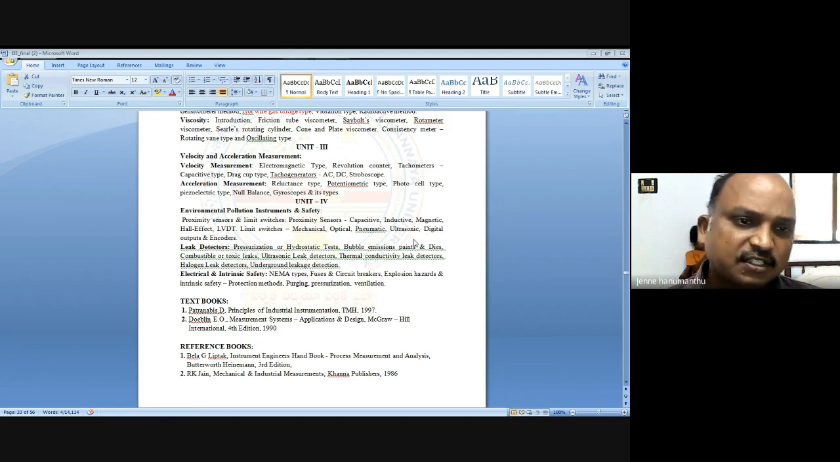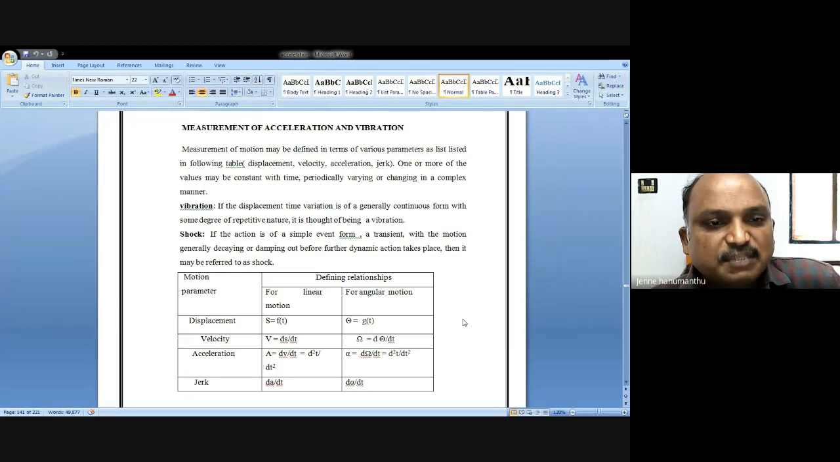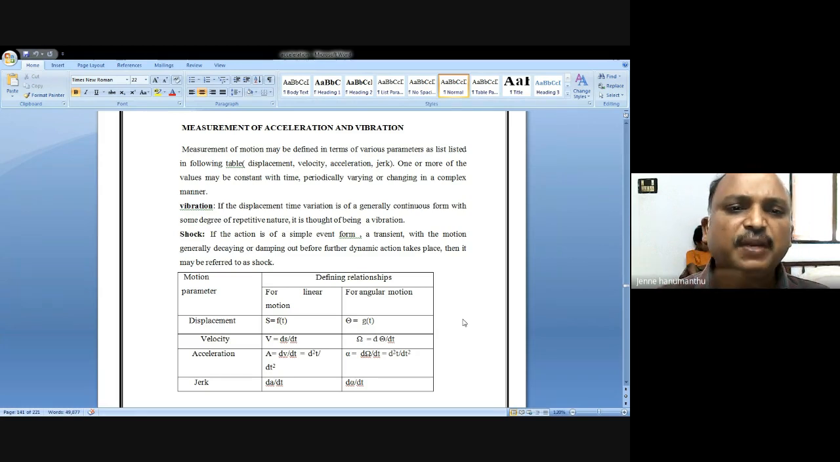acceleration. So what is acceleration? Acceleration is nothing but rate of change of velocity. So what is vibration? Vibration is nothing but sinusoidal displacement. Generally, acceleration and vibration come to have the same meaning, vibration and acceleration. Okay.